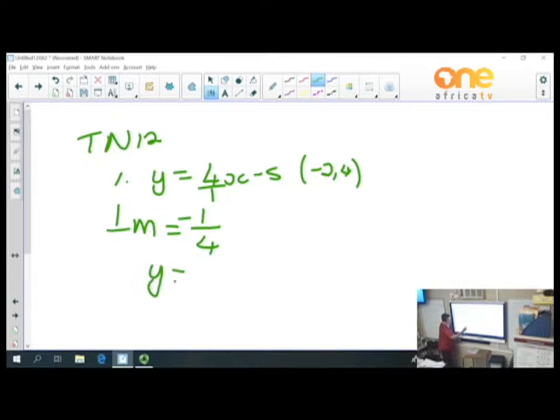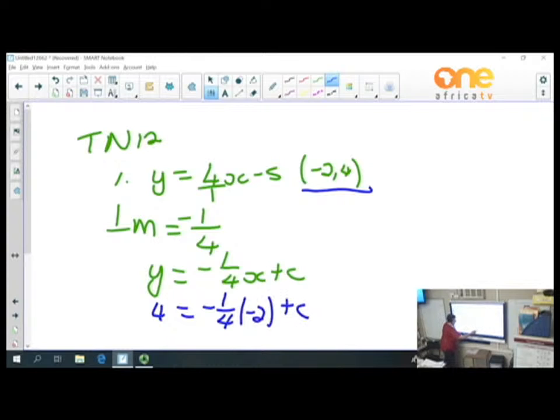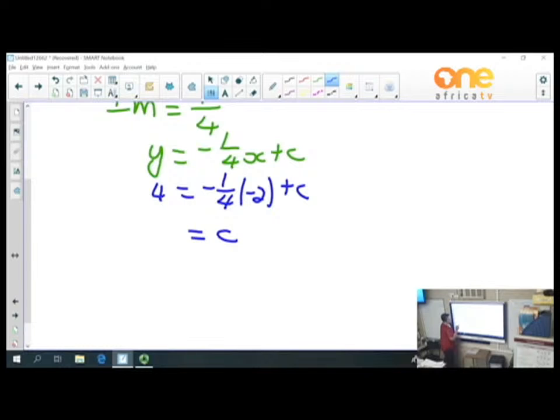So now it is y is equal to negative a quarter x plus c. And we are substituting this point in there. So 4 is equal to negative a quarter times negative 2 plus c. Right, so what is c? Yes, so it's 3.5, you're right. So the equation is y is equal to negative a quarter x plus 3.5.